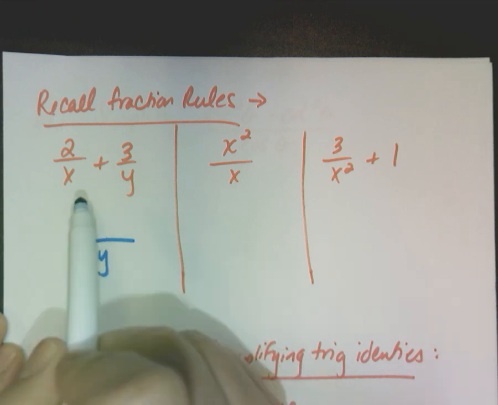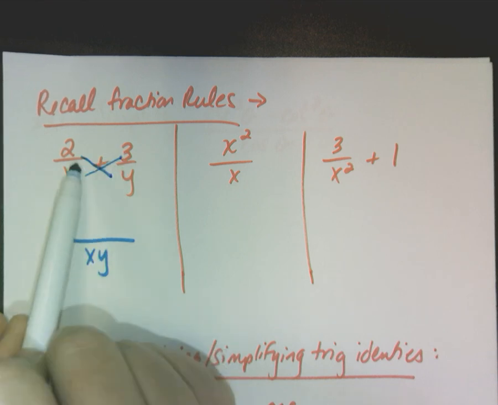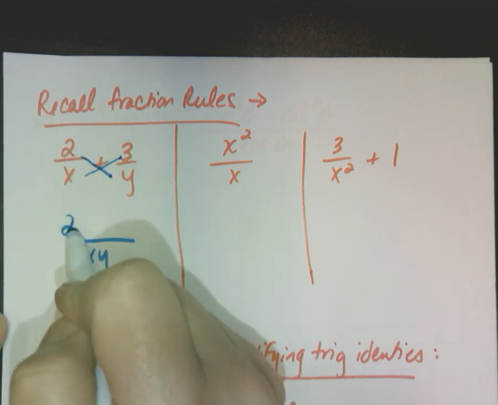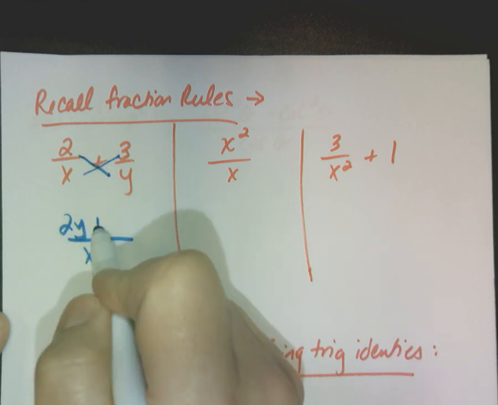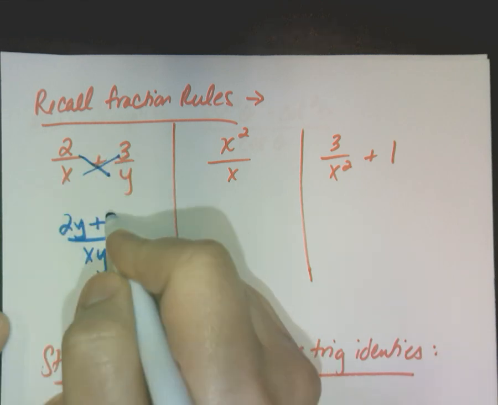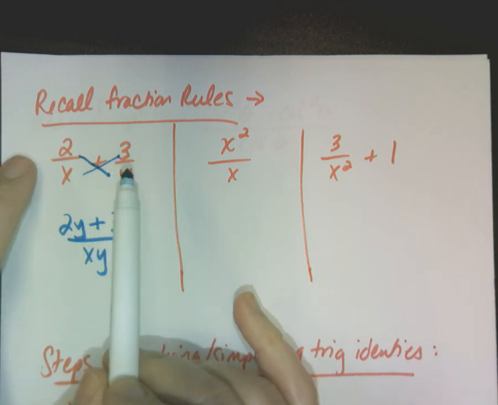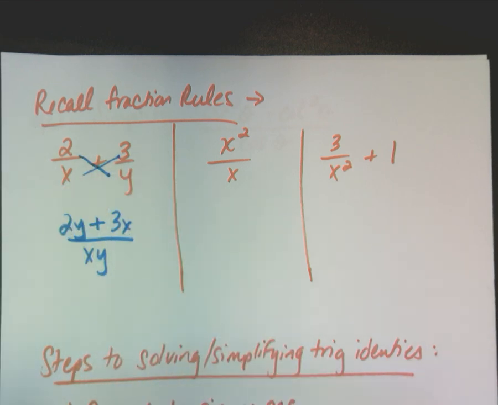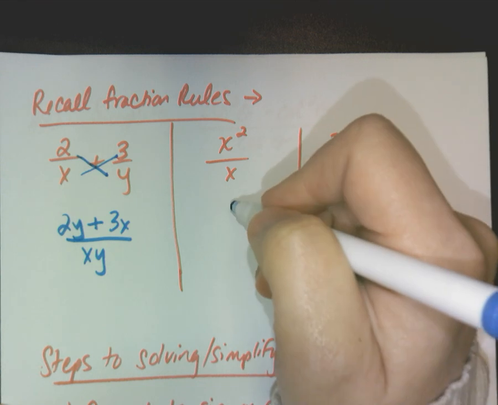And then really, there's a trick. If you don't know this trick, you should know it. But you can just crisscross 2 times y, put it up here, and then put the sign right there in the middle, plus x times 3, 3x. And now you've made these two separate fractions into one fraction. That's our goal. We're going to try to write everything in one fraction or a reduced fraction. If I have x squared over x, I know this seems ridiculous, but what does that mean? That means x.